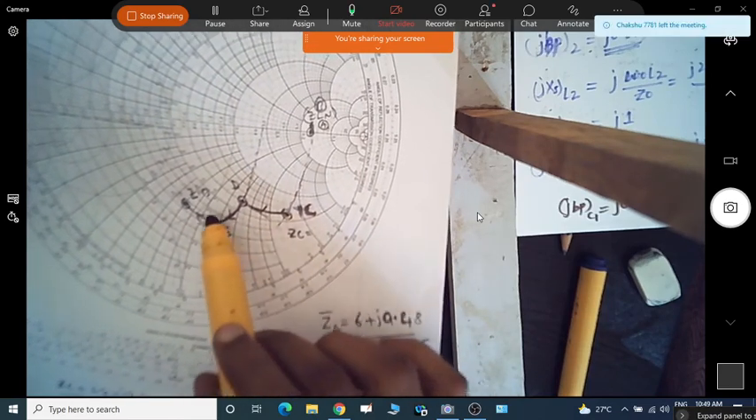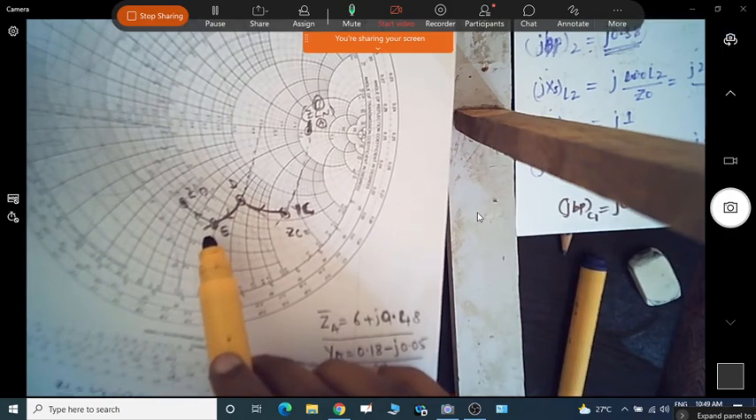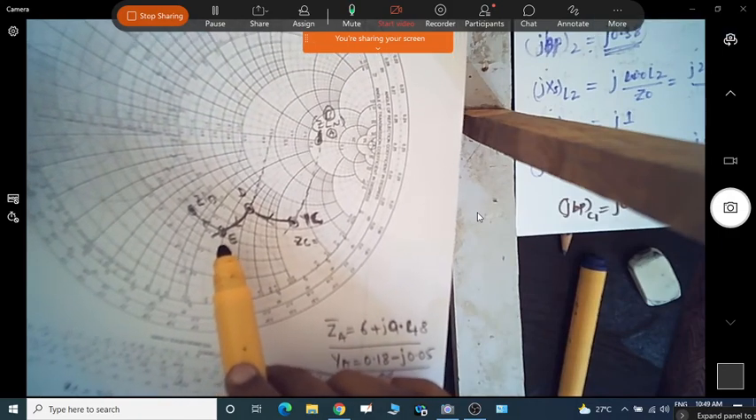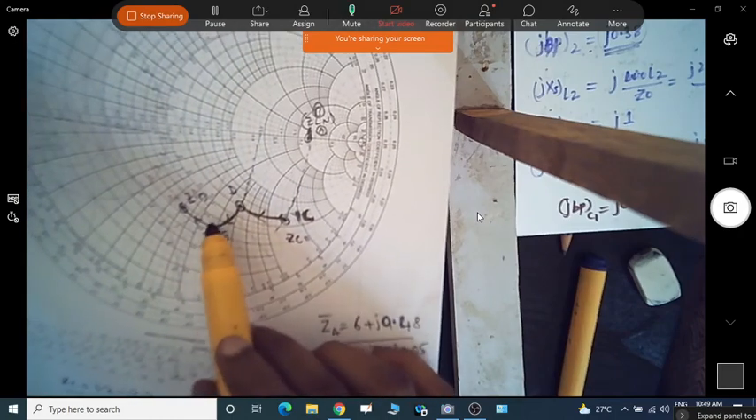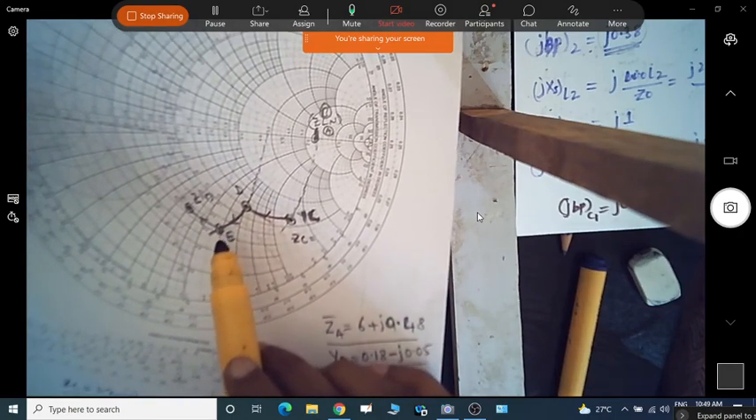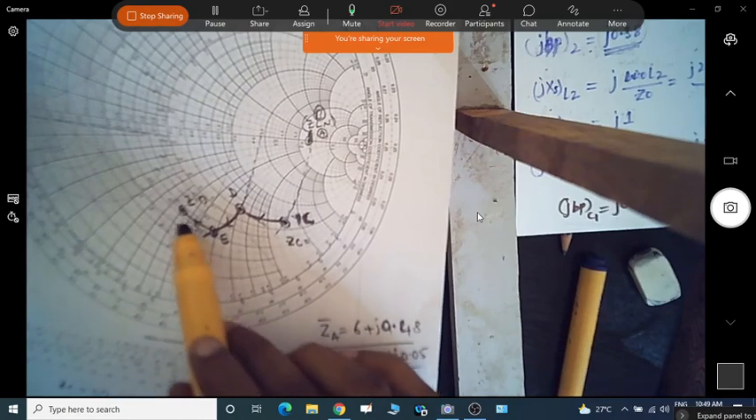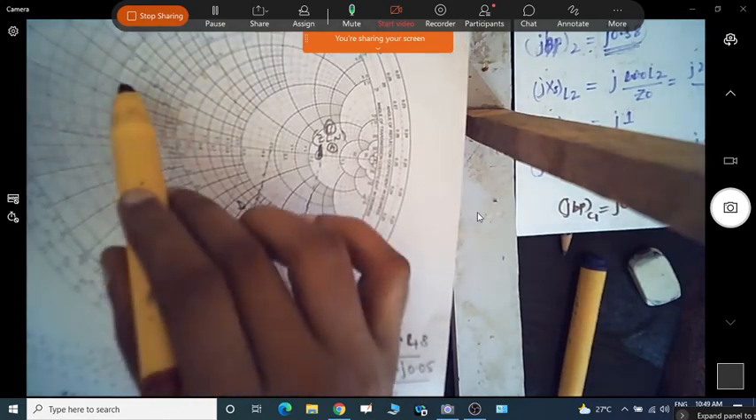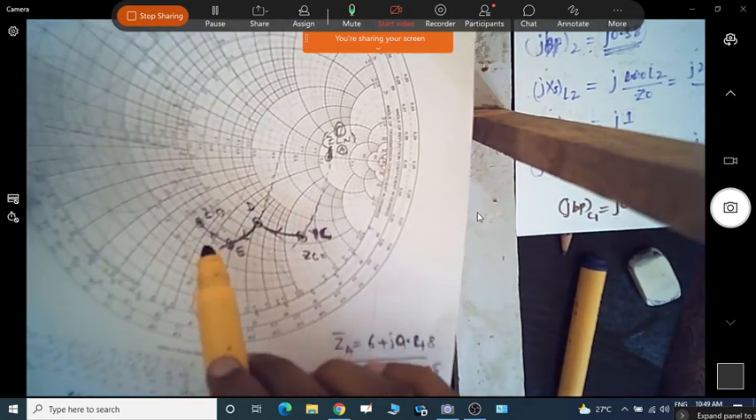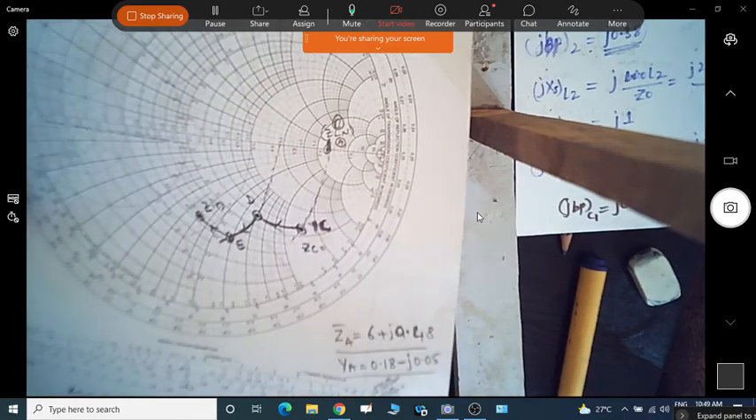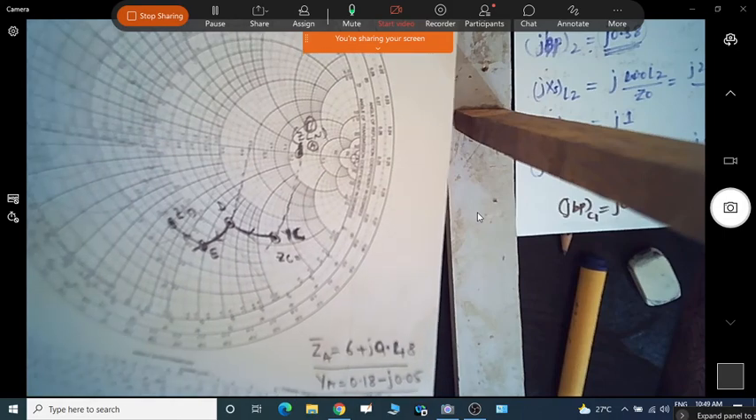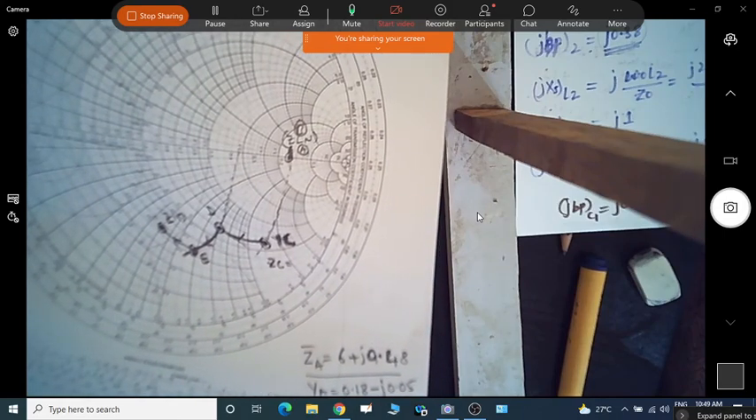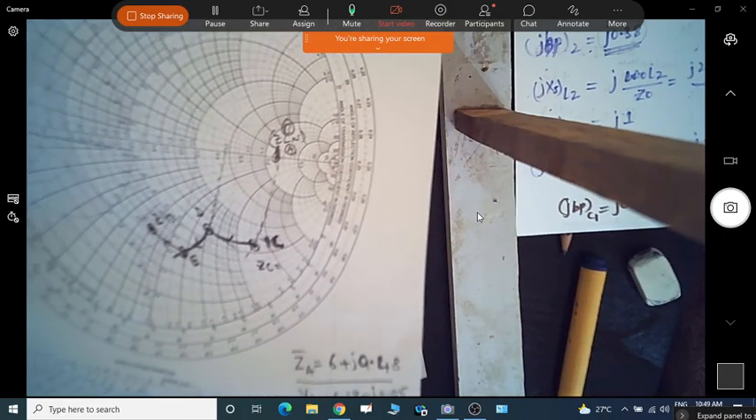Then we arrive at point E. At point E again we find out the impedance value, because the next element we need to add is the series inductor. After finding the impedance value at E, we add the inductor reactance, and we move on the constant resistance circle upwards, and we find the final impedance value. Is it understood?